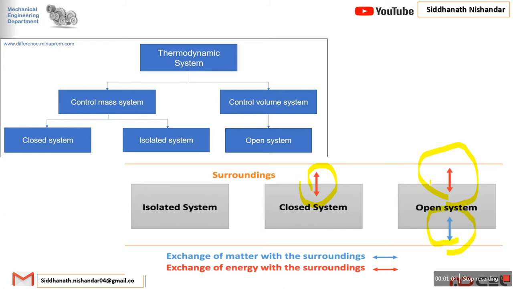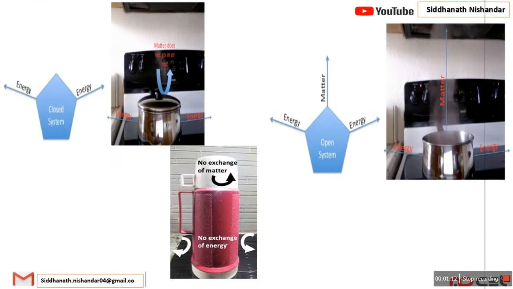The exchange of energy is nothing but energy in the form of Q or energy in the form of W. In the last videos we discussed these examples, please go through those videos. Now in this video we're going to apply different examples or different applications.